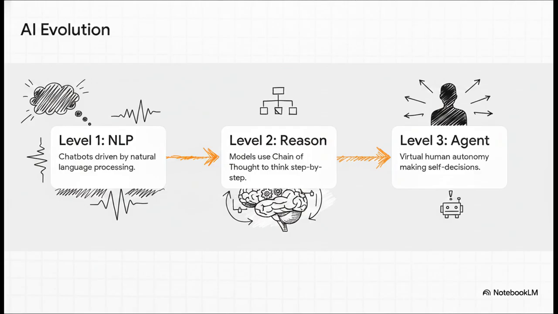Then we leveled up to level 2, reasoning. This is where models started using something called chain of thought to actually think through complex problems step by step before just spitting out an answer. But Level 3 is where the real magic happens. This is the agentic level, which represents virtual human autonomy. At this level, the AI isn't just answering questions anymore, it's making self-determined decisions to actually achieve a goal. To really wrap our heads around this leap, let's look at a pretty fantastic real-world analogy.